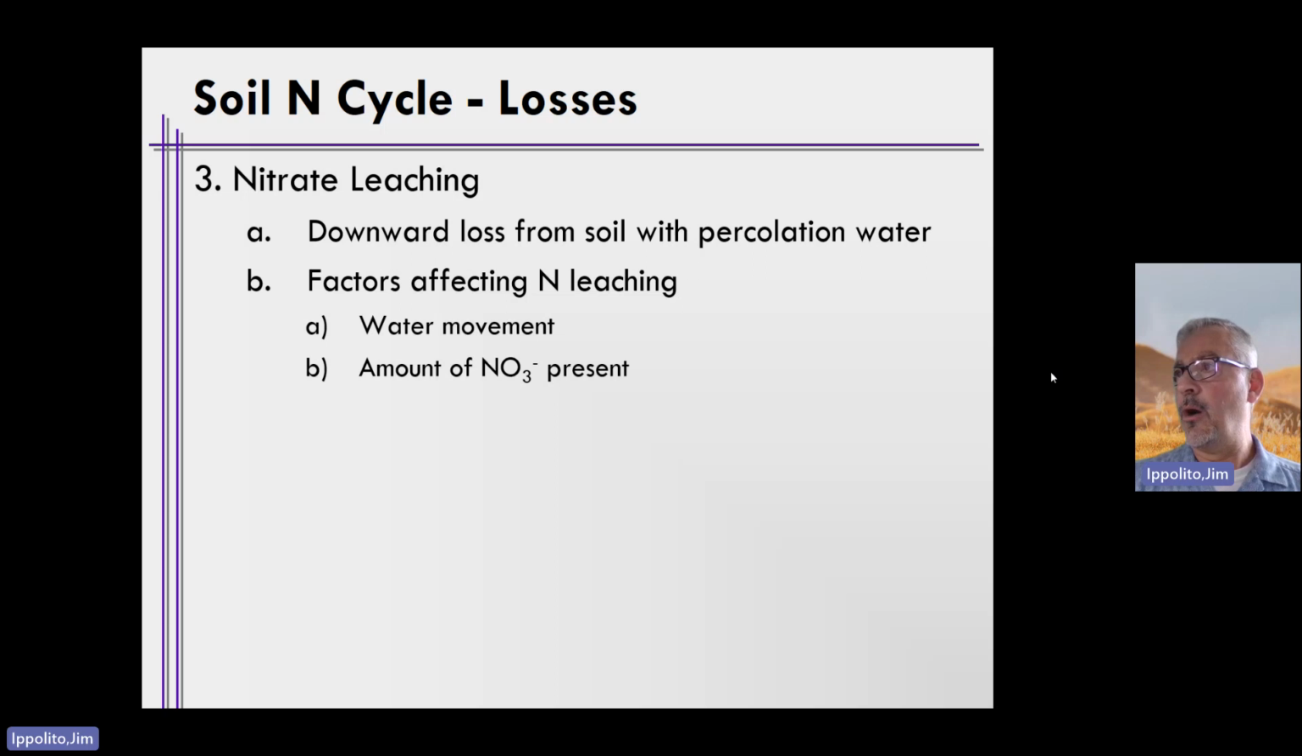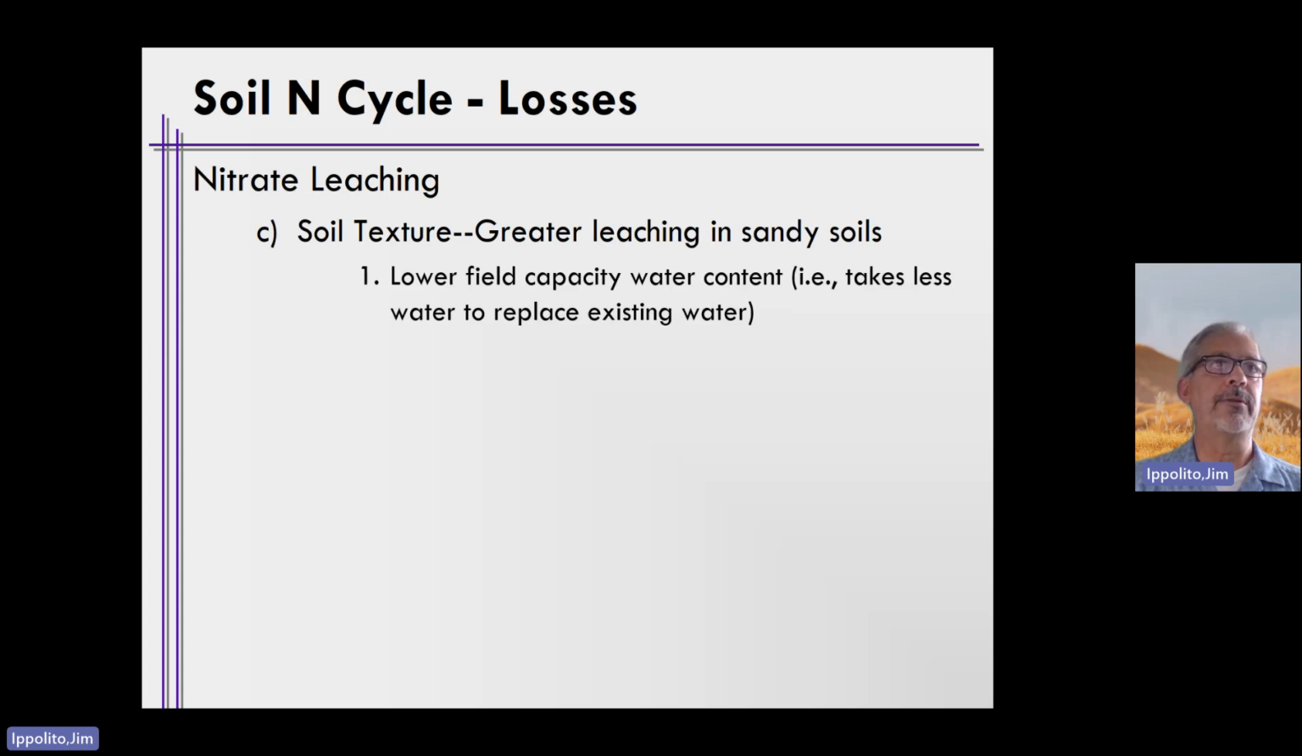And so there are some additional factors that affect leaching, and soil texture is certainly one of them. We typically see greater leaching in sandier textured soils. These soils, if you recall from your intro to soil science days, have lower field capacity in terms of the water content that's present. So it takes less water, or less of a pore volume of water, to replace the existing water. And so it simply takes less water to move the same amount of nitrate down through these coarse textured soils as it does in fine textured soils.